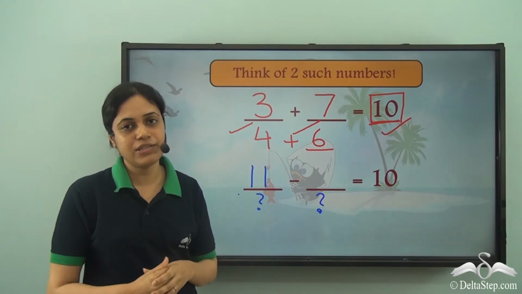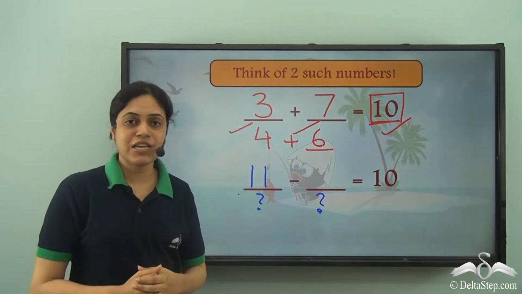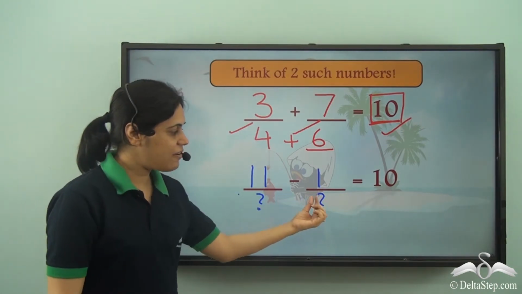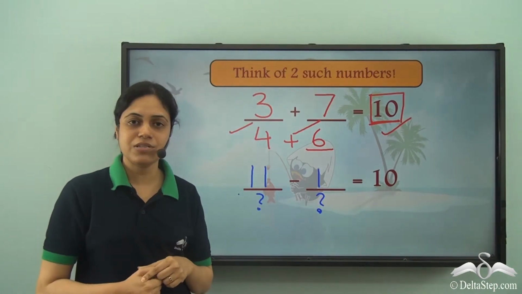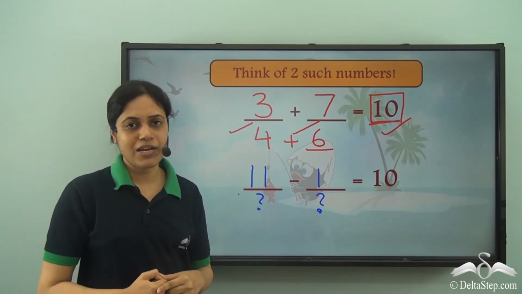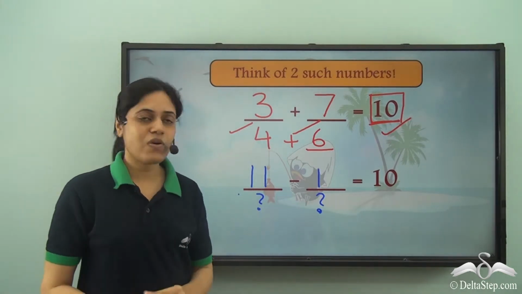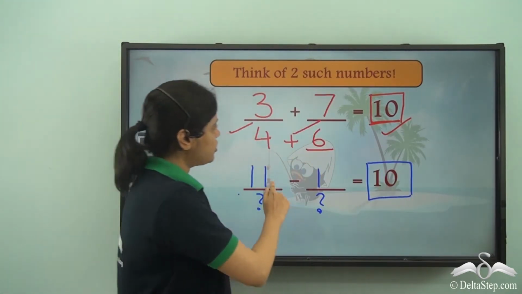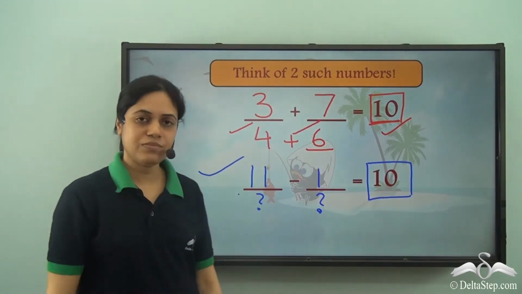That is what we have learned. What is 11 minus 10? 1. So 11 and 1 are the two missing numbers. Subtract 11 and 1. 11 minus 1 indeed gives us 10. So this is the correct answer.